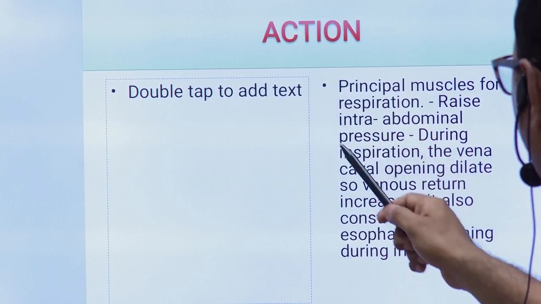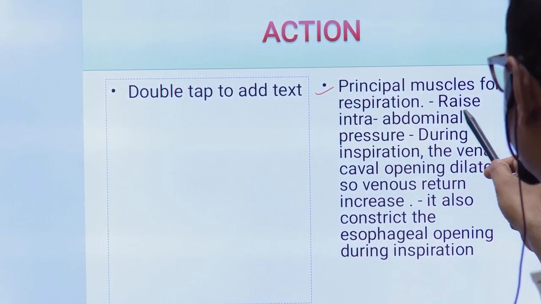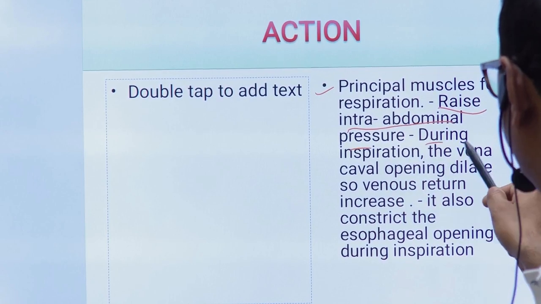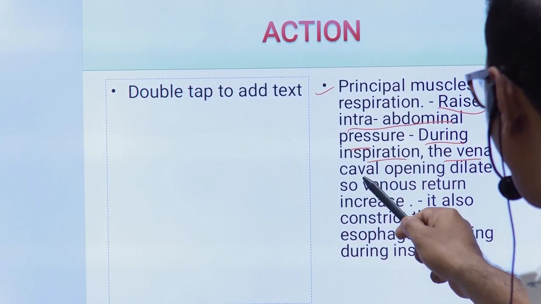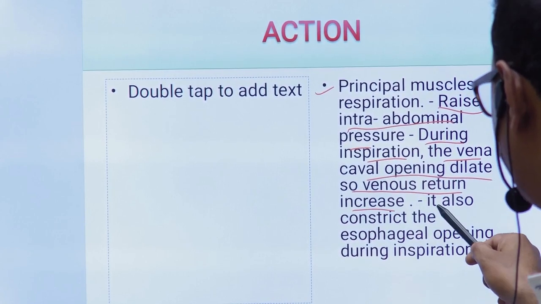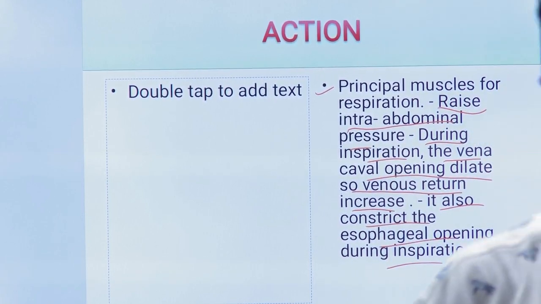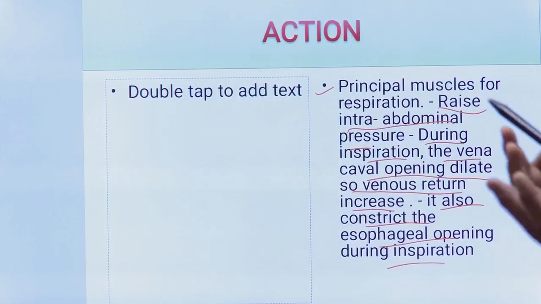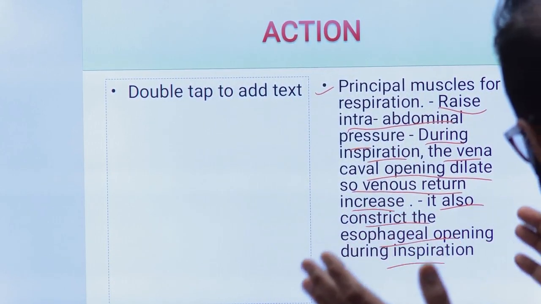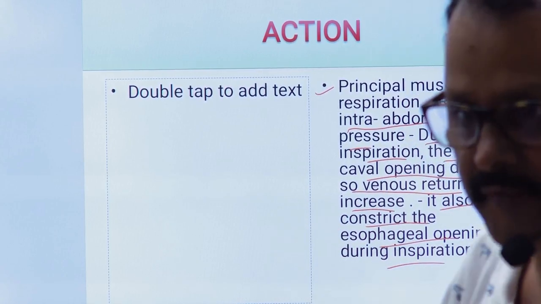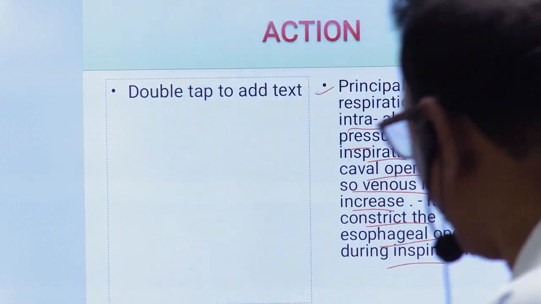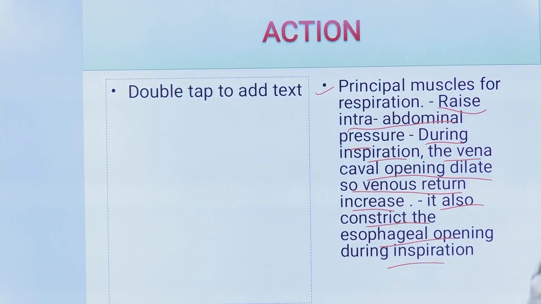Now the action. We already know that the principal action of the muscle is to raise the intra-abdominal pressure. During inspiration, the vena cava opening dilates so that the venous return increases, and it also constricts the esophageal opening during inspiration. So it is the chief muscle of inspiration. The vena cava opening gets more blood, and the esophageal opening has a constriction, a valvular effect, as it passes through the right crus of the diaphragm.